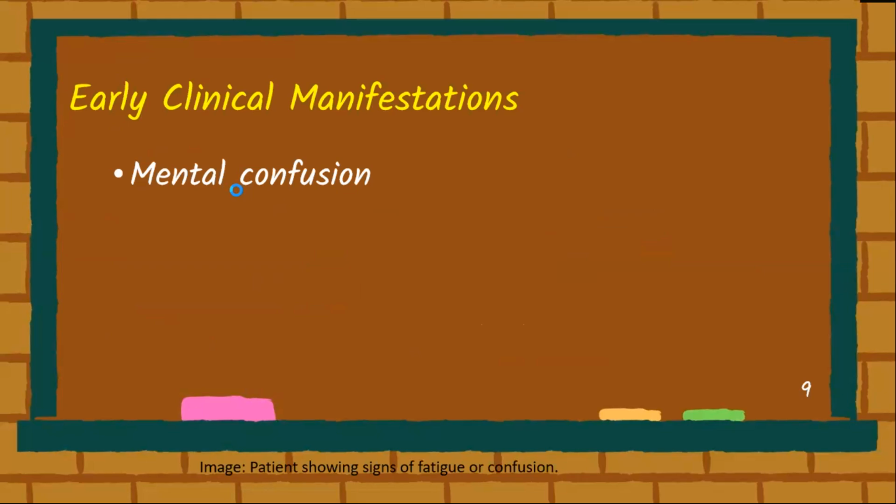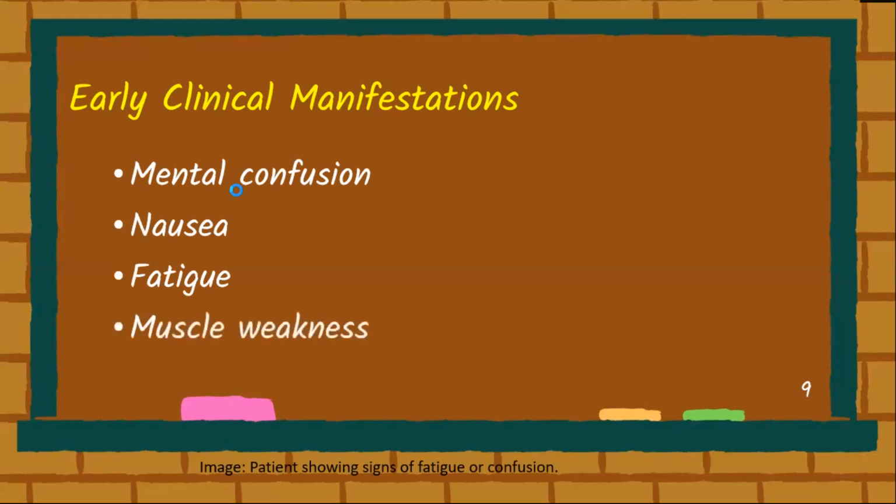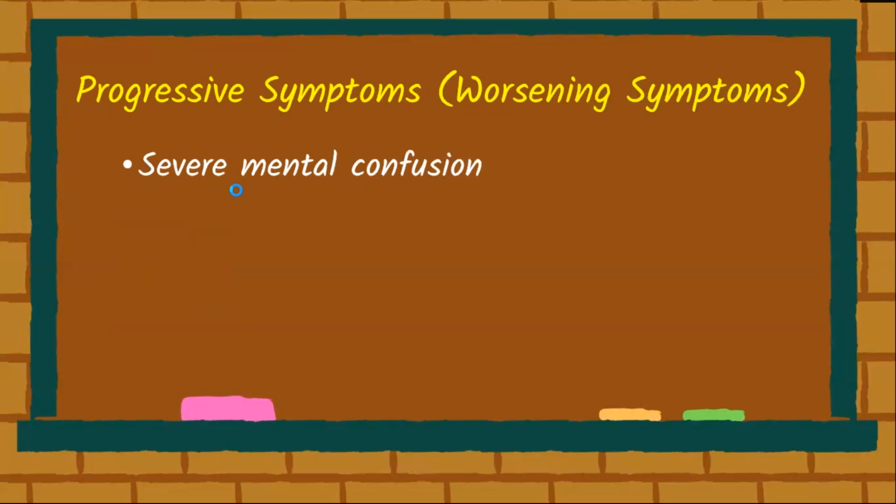Early signs of adrenal insufficiency include mental confusion, which may affect decision making and concentration. Nausea can occur, making the patient feel sick and potentially leading to vomiting. Fatigue is a common symptom, causing the patient to feel excessively tired. Muscle weakness might be noticeable, affecting the patient's ability to perform physical activities.